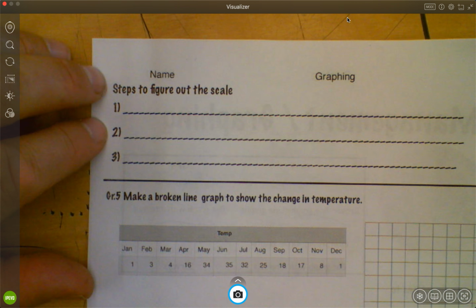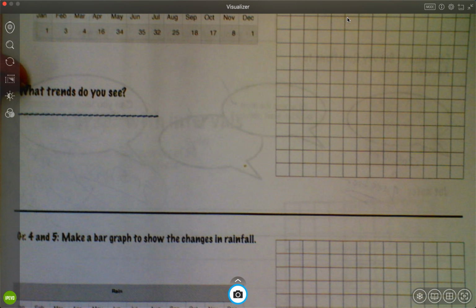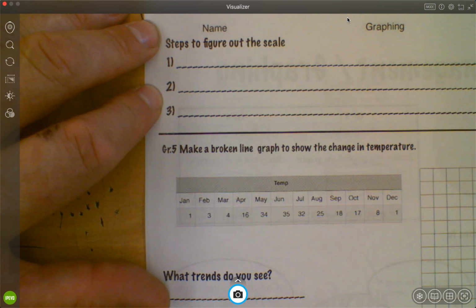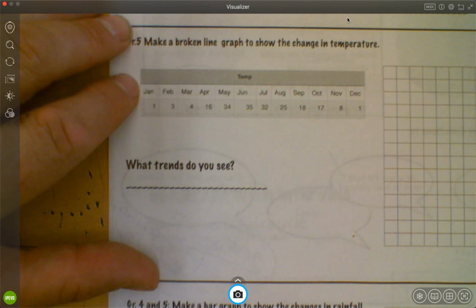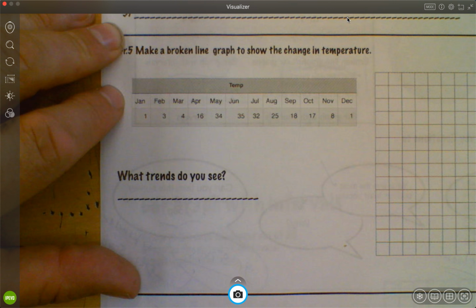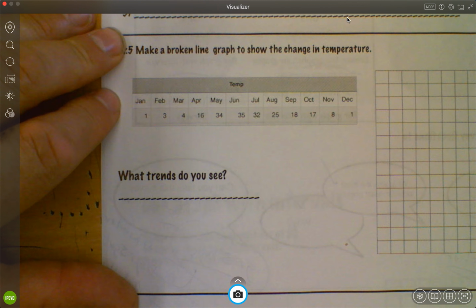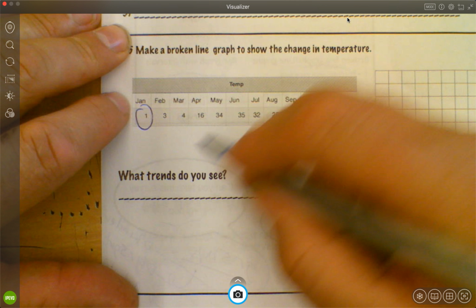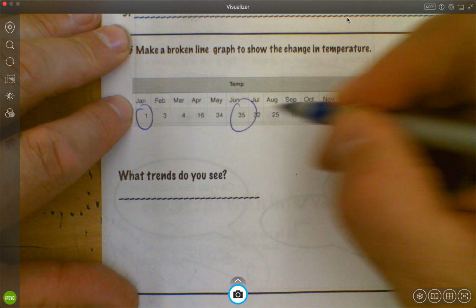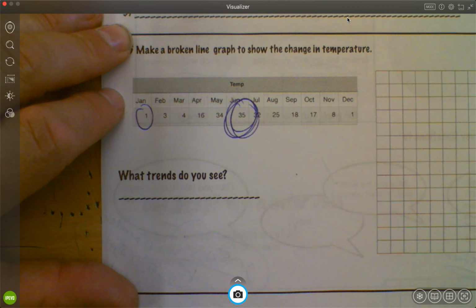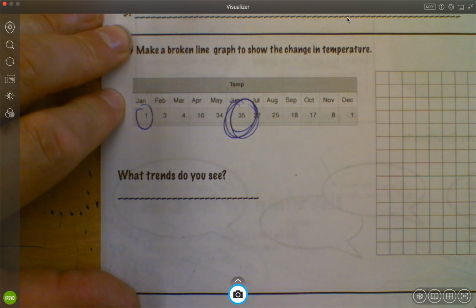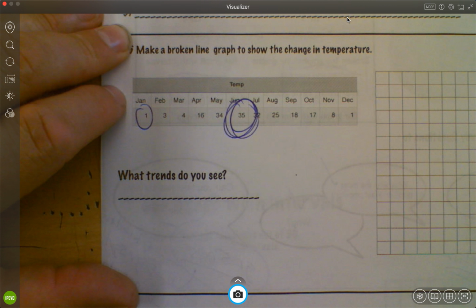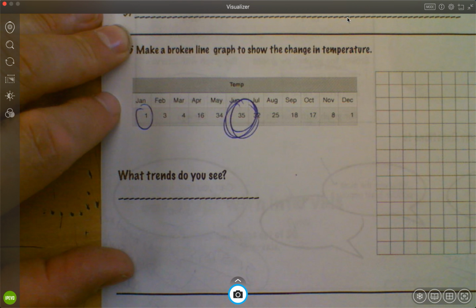Now, a lot of our graphing has to do with making a scale of some sort. So the steps to figuring out what scale to use are, I'm going to use this temperature data down here. You first of all look at what the range is. So the lowest number is 1, and the highest number is 35. Really, the 35 is the most important point here. 35 is going to be the highest bar, so it has to be somewhere on the graph, and it should stretch to near the top of the graph.